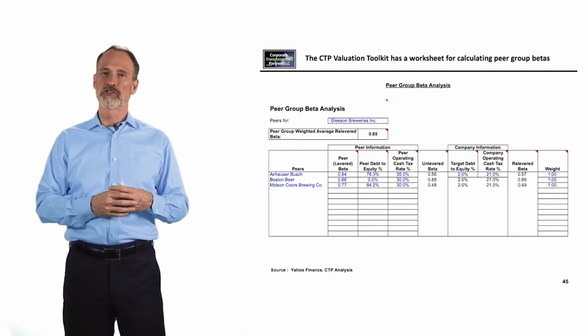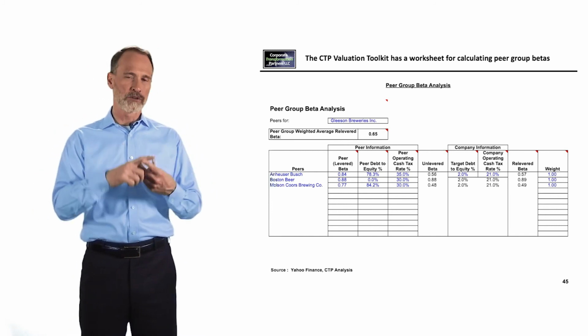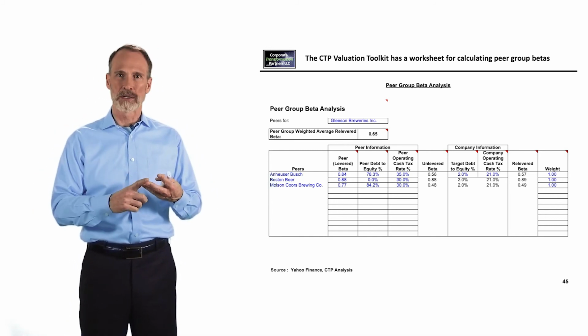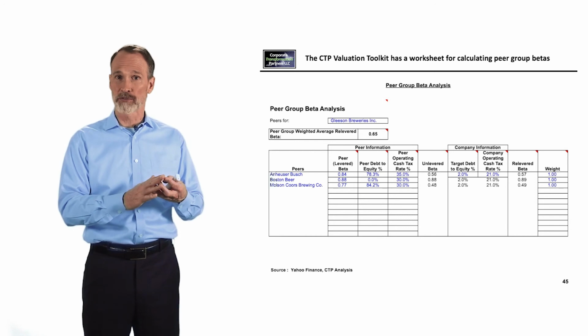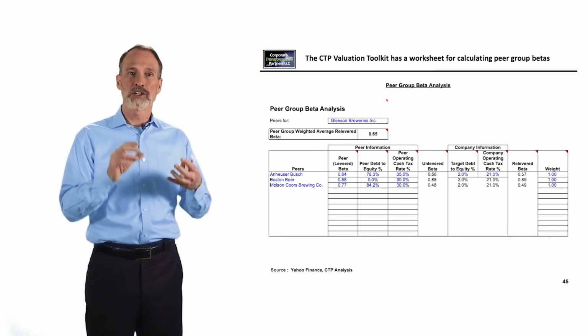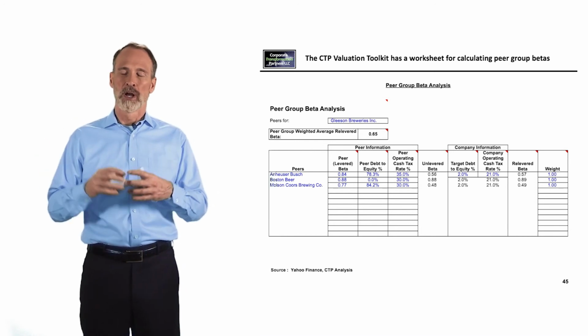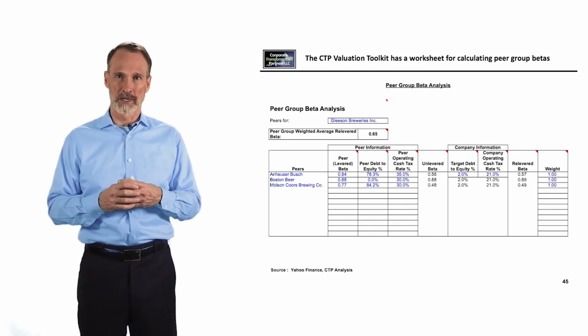So here's what that spreadsheet looks like. You simply enter the public peers, you enter their betas, and you enter their current leverage and tax rates if you know them. And then you enter the target capital structure of the business the way you're going to run it.